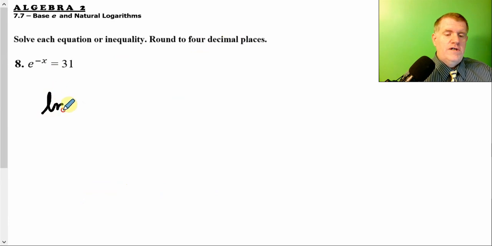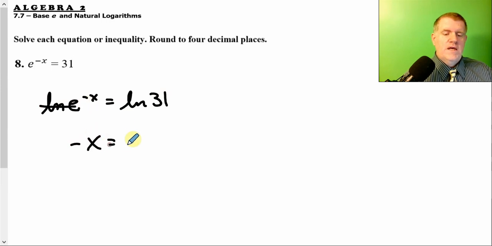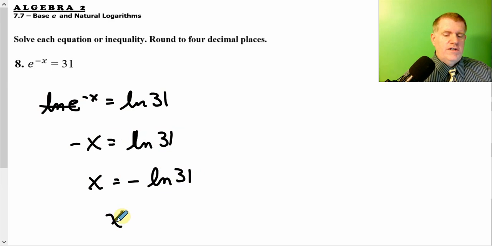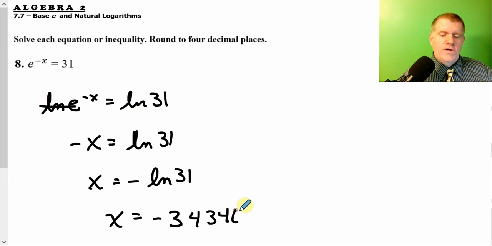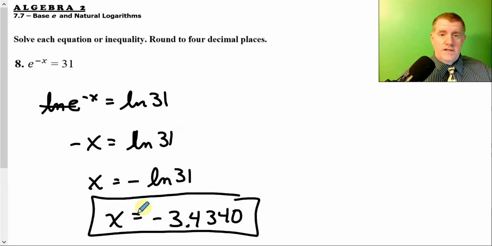Do the natural log of both sides. These cancel. The natural log of 31. So x would equal the negative natural log of 31, which when we put that on the calculator, we get the answer of negative 3.4340. My point didn't show up, but there it is. All right, there you go.